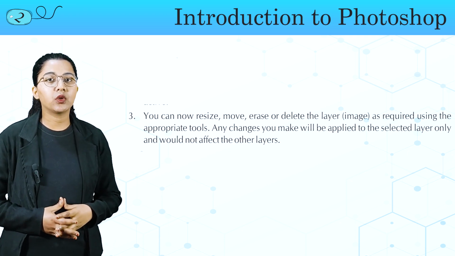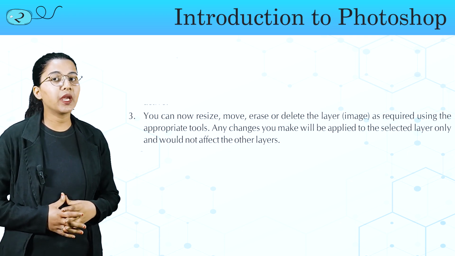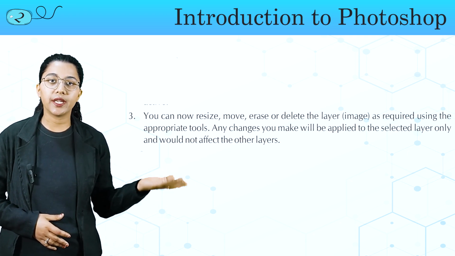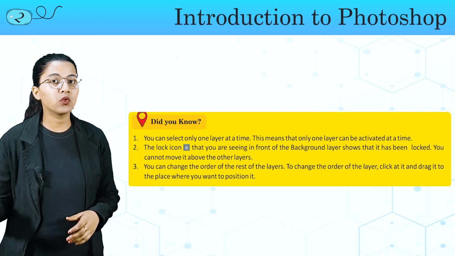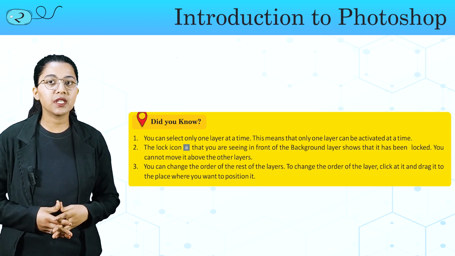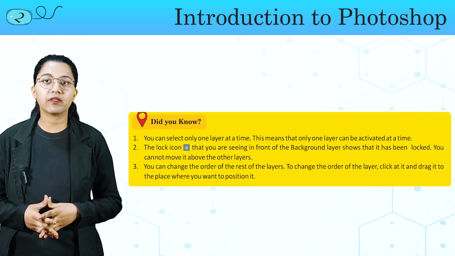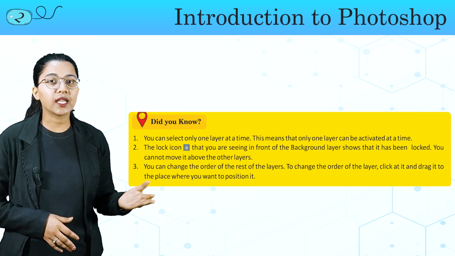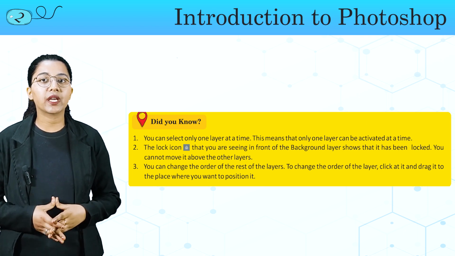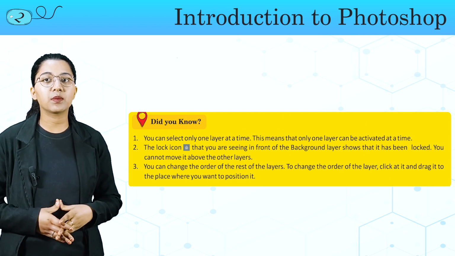Using the appropriate tool, any changes you make will be applied to the selected layer only and would not affect the other layers. So students, did you know you can select only one layer at a time? This means that only one layer can be activated at a time. Second, the lock icon that you are seeing in front of the background layer shows that it has been locked.